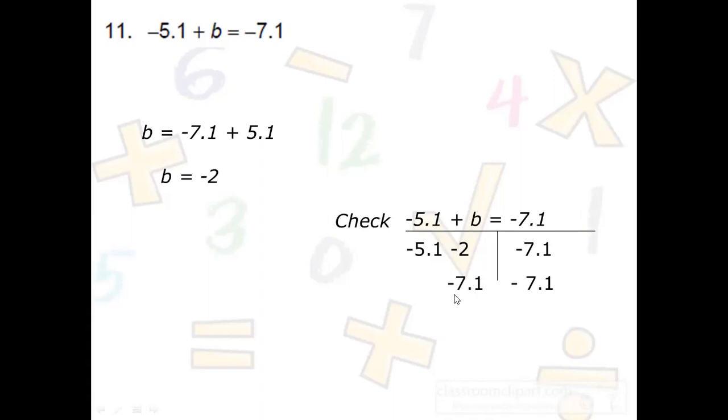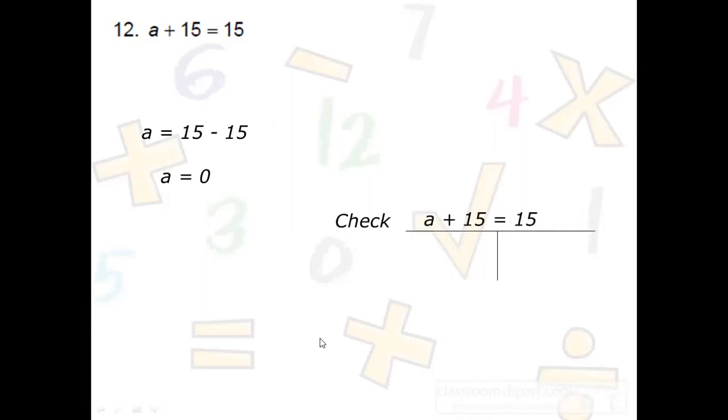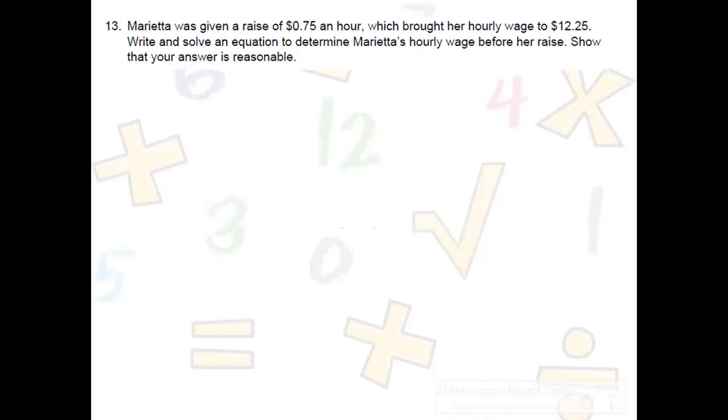Okay, now this one is super easy. A is equal to 15 minus 15. A is equal to 0. So 0 plus 15 will give you 15. 15 equals 15.